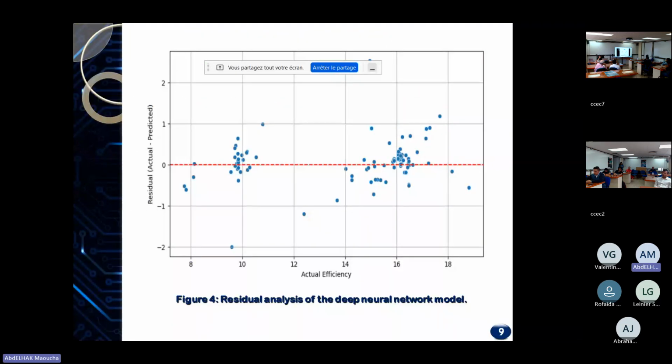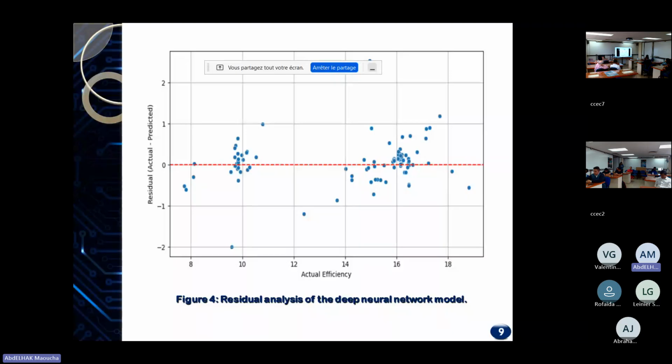This figure presents the residual analysis for the implemented deep neural network model. The mean residual was relatively low at 0.0865, suggesting minimal bias in predictions. The residual exhibited a standard deviation of 0.5239, indicating moderate spread around the actual values.